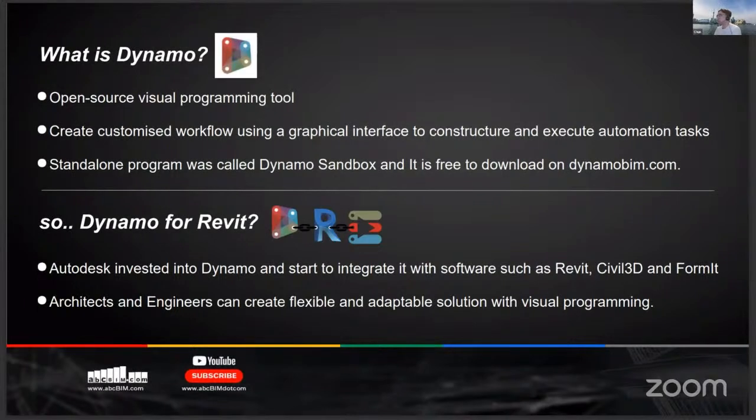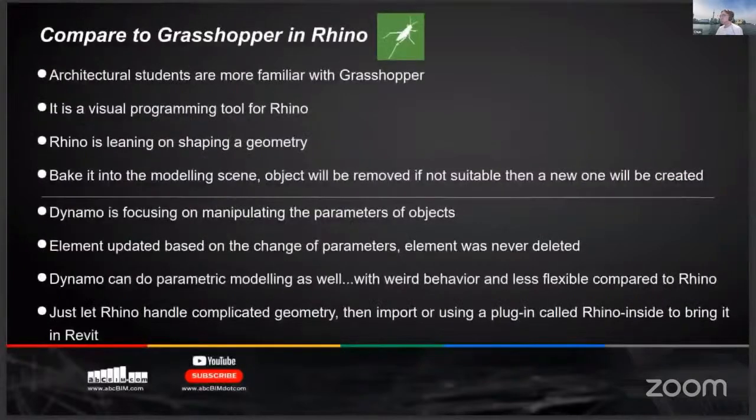I believe most of the people in here are architectural students, and are more familiar with Grasshopper, which is the visual programming tool for Rhino, and think Dynamo may be the same thing for Revit. However, there are some differences between them. From my point of view, Rhino leans more toward shaping the geometry and baking it into the modelling scene, but Dynamo focuses on manipulating the parameters of objects, and elements will update based on the change of parameters.